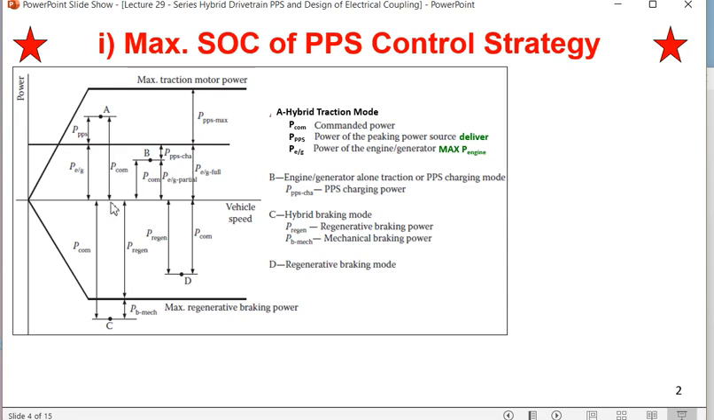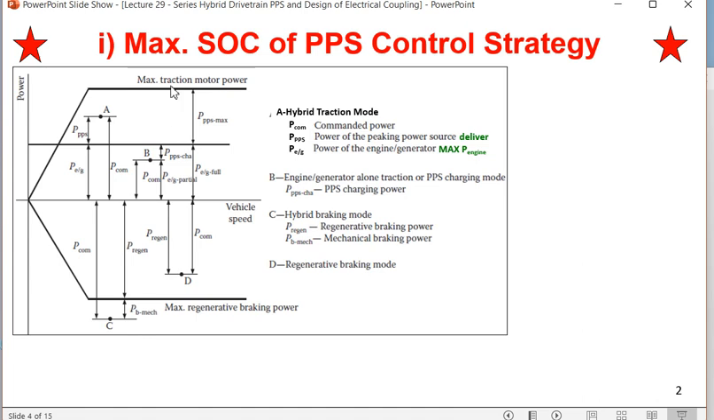Traction means the vehicle is going in the forward direction, and brake power is applied to stop the vehicle. Here it is written maximum regenerative braking power. That means from 0 up to this point is the maximum regenerative braking, or maximum electrical brake power, and then the mechanical brake power. Together we supply the overall brake power. So C is the overall, hybrid brake power, supplied by regenerative brake and mechanical brake together.